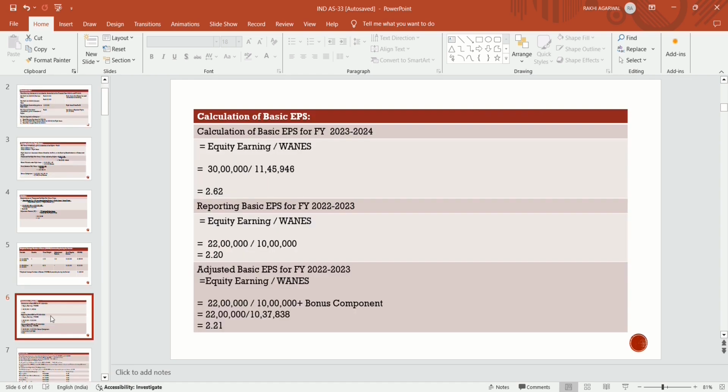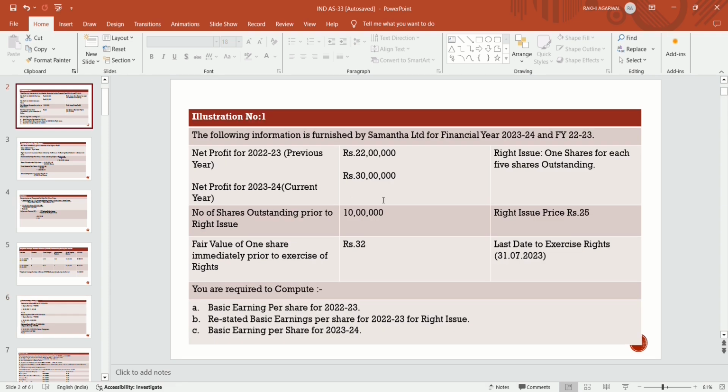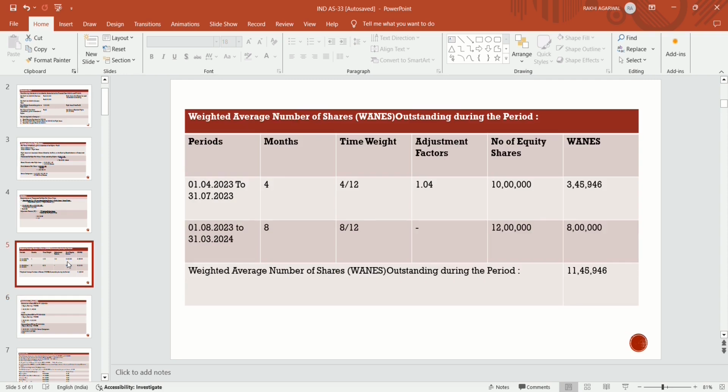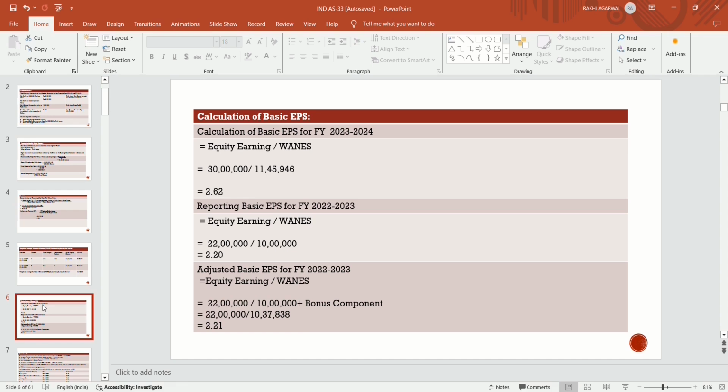Now we will calculate the basic EPS. Calculation of basic EPS for the financial year 23-24: net profit attributable to equity shareholders, as given in the question, is 30 lakhs for 23-24. 30 lakhs divided by the weighted average number of equity shares, as we had calculated, 11,45,946. Basic EPS becomes 2.62.